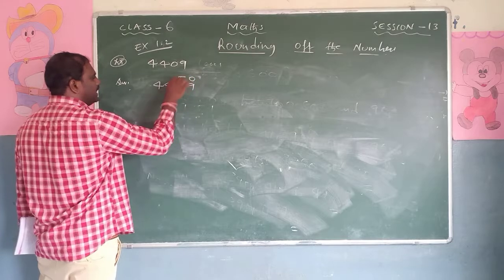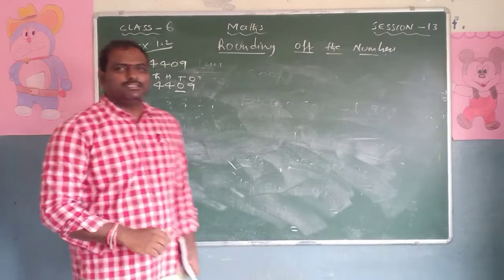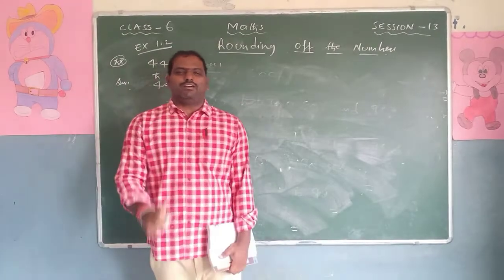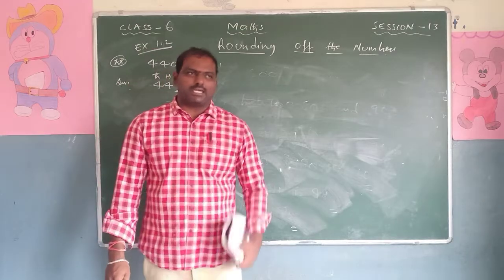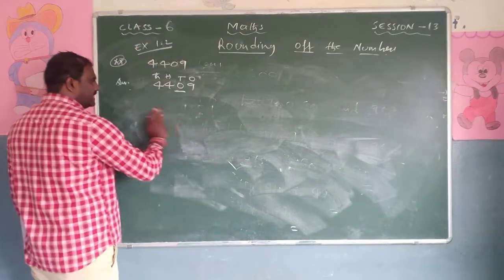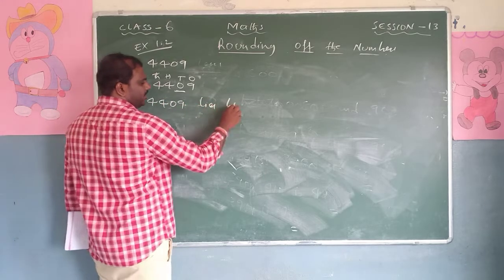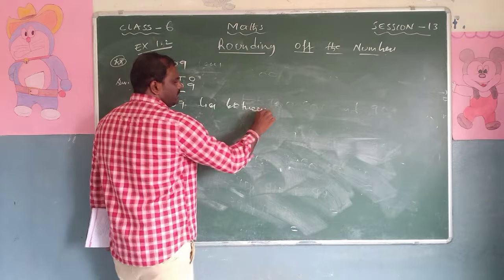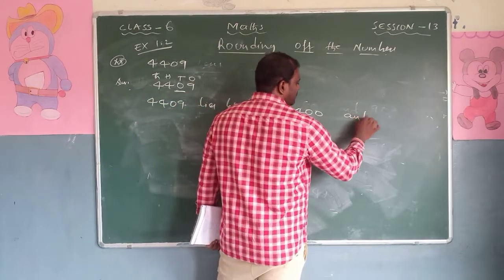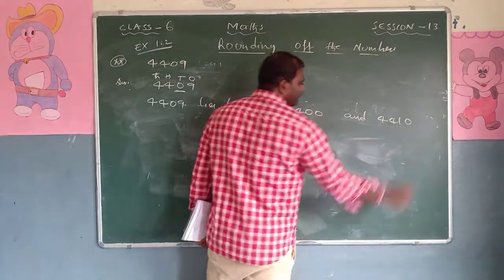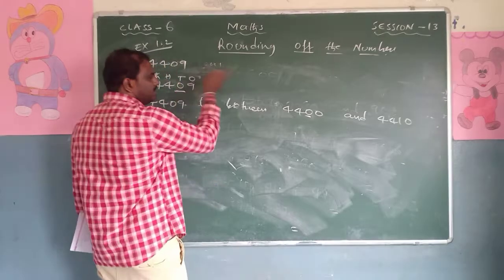4409 units, tens, hundreds, thousands. So how many units are there? 0 units. So the question is wrong. Is it right? It is wrong. Actually the question is not wrong. The question is correct only. How to write is the same. 4409 lies between 4400 and 4410. Look at this. I have written 0. What is the next number?